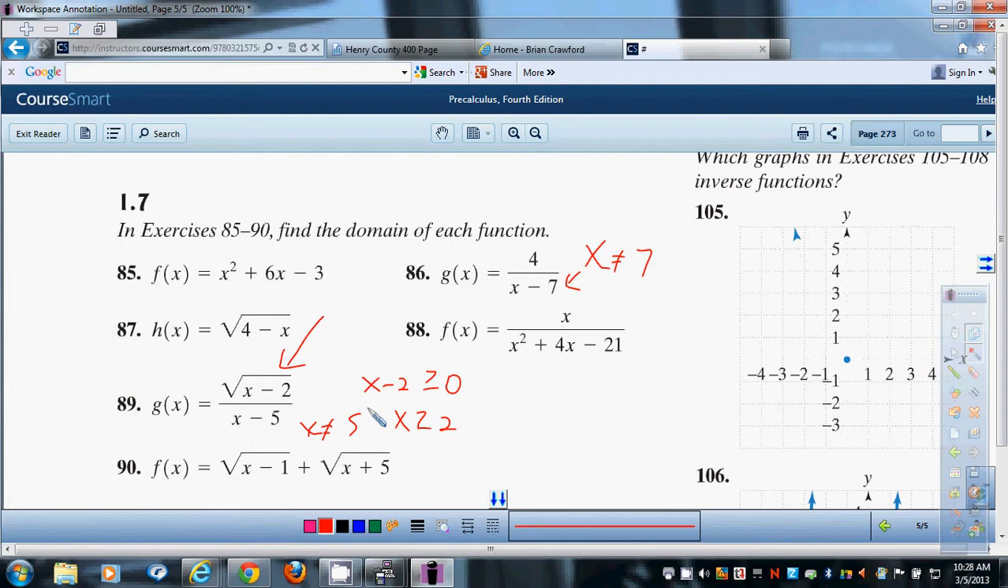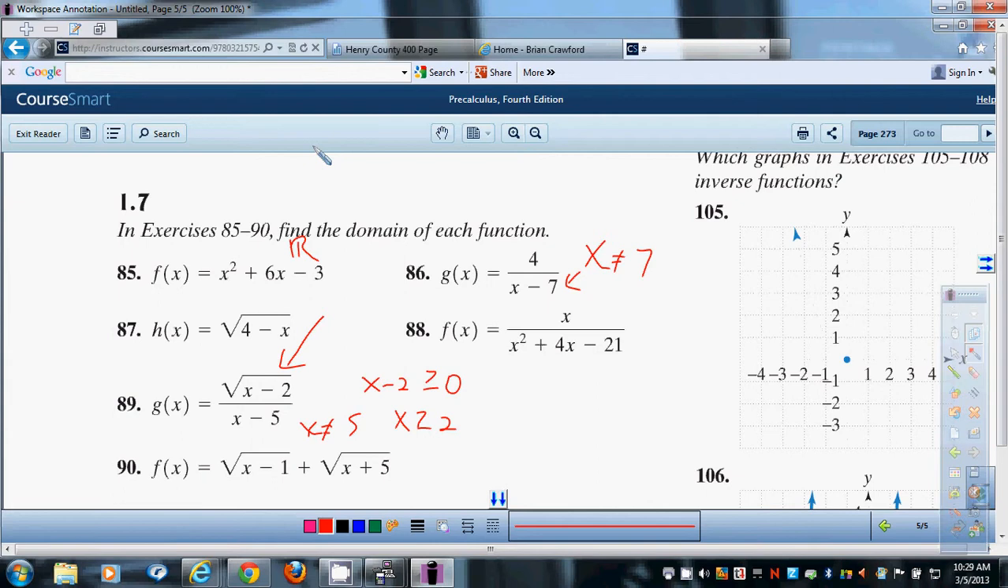Well, good question. Is there a radical or denominator? Nope, all real numbers. If you don't have either of those, it's going to be all real numbers. Good question. Other questions? Number 9.